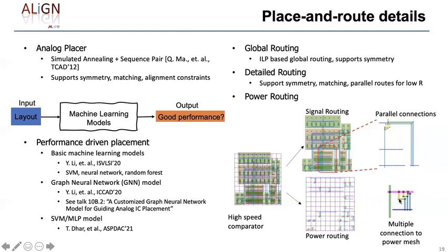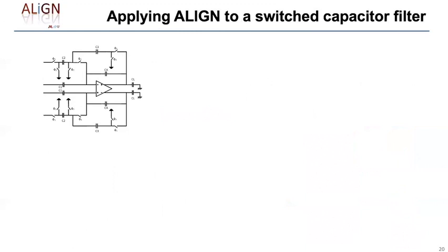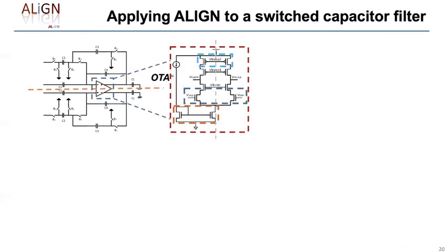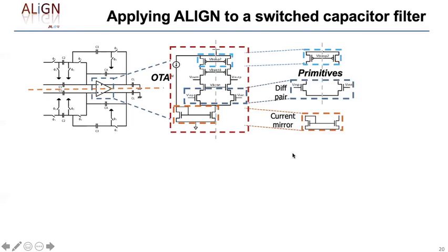to the power mesh. So let's try to put this all together using our old friend, the switch capacitor filter. And this is where we started. As we saw, we can recognize the OTA within here. After recognizing the OTA, we can break this up into primitives.